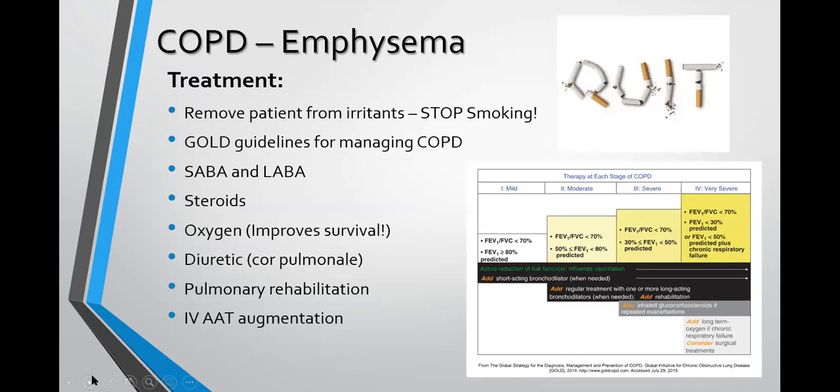How do we treat emphysema? Well, we got to get them out of the irritants. Again, stop smoking. Stop smoking cigarettes. Stop smoking blunts. Right? We treat it with the gold standard for COPD.